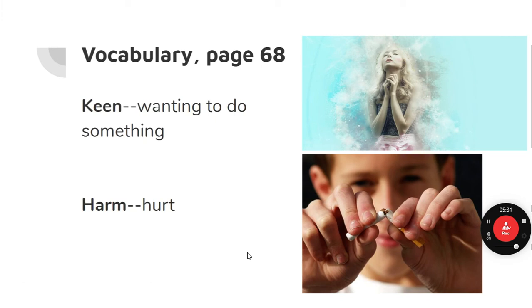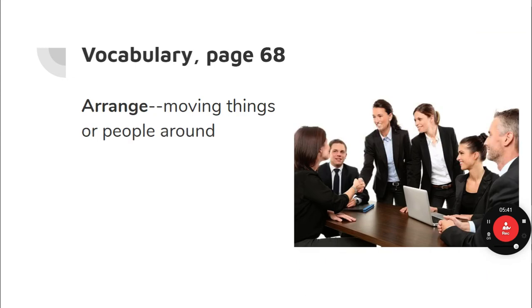Keen. It means you want to do something. Harm. It means hurt. Smoking harms people. It harms their lungs. Arrange. To move, moving things or people or your schedule or something around.